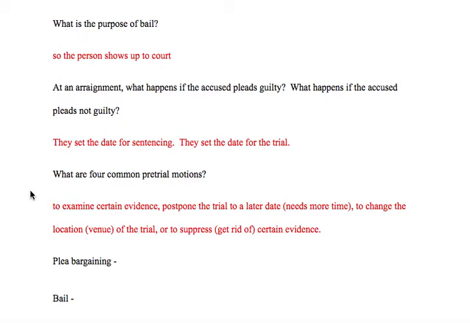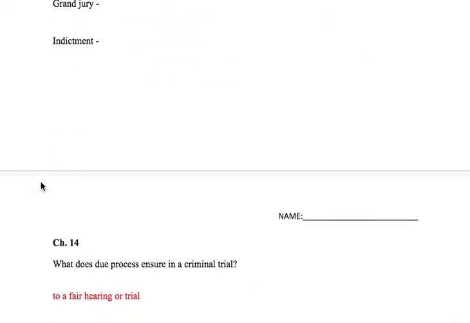Different pretrial motions, things that lawyers can do. There's 4 of them. To examine certain evidence: I want more evidence. Maybe the prosecutors have this, and we would like to look at it. They can postpone to a different day; they need more time to do some research. They can change the venue of the trial. They say, hey, we don't like our odds. There's a lot of bias here. We want to go to a different location. Or to suppress evidence, they don't think evidence should be used in the case. It can become the exclusionary rule, get rid of certain evidence in that case.